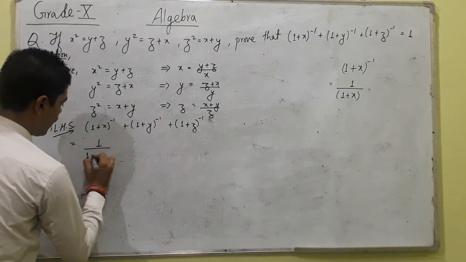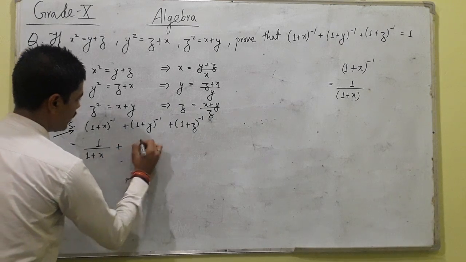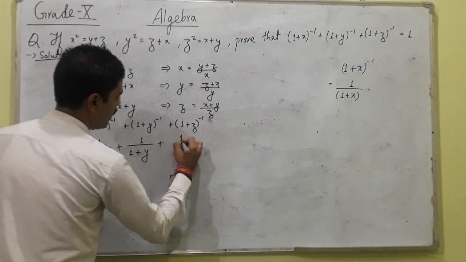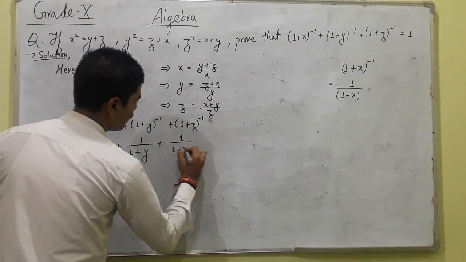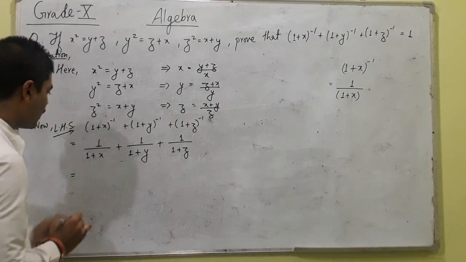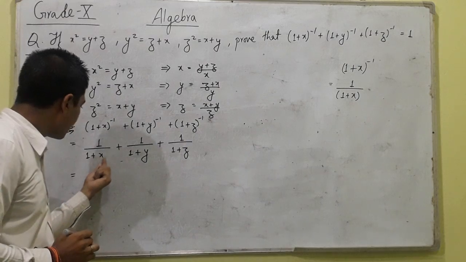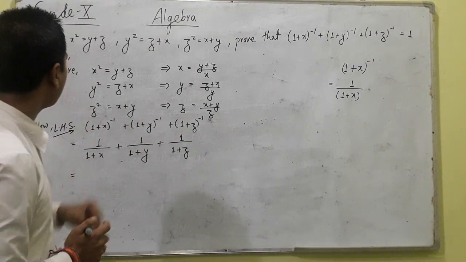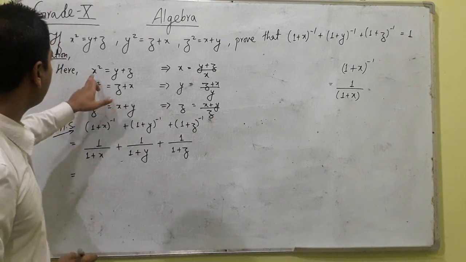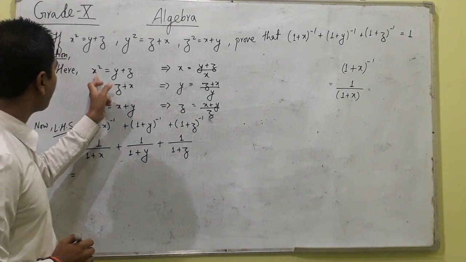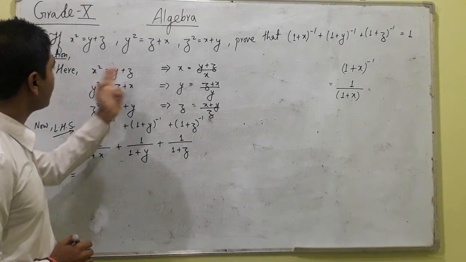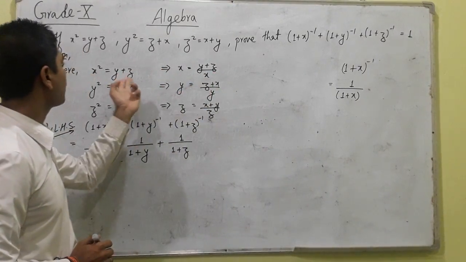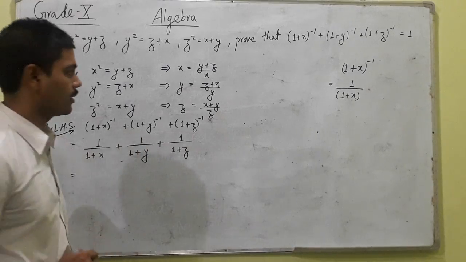Let us see: 1 upon 1 plus x, plus 1 upon 1 plus y, plus 1 upon 1 plus z. Now here we see the power of x is 1, the power of y is 1, the power of z is 1. So there are two options. Either you can separate x square in the form of x into x and put one x in the denominator and y plus z as it is in the numerator.